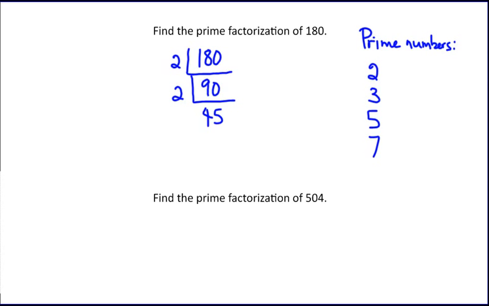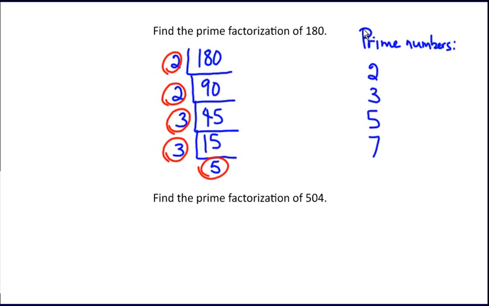Now if I could keep dividing by 2, then that is exactly what I should do, but 45 is not an even number. So let's go down to the next prime number, which is 3. I will take 3 into 45, and it goes 15 times. I can do 3 once more, and with the answer of 5, I'm done. So the prime factorization of 180 is 2 times 2 times 3 times 3 times 5.